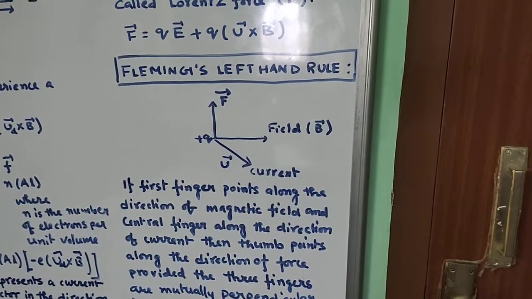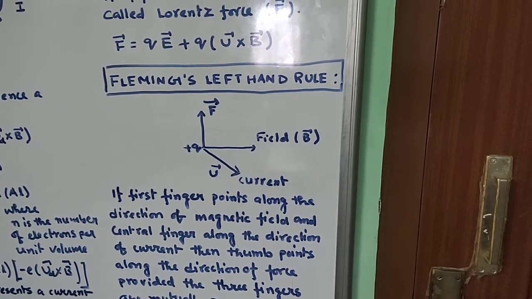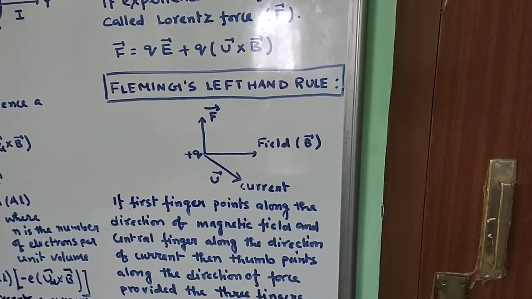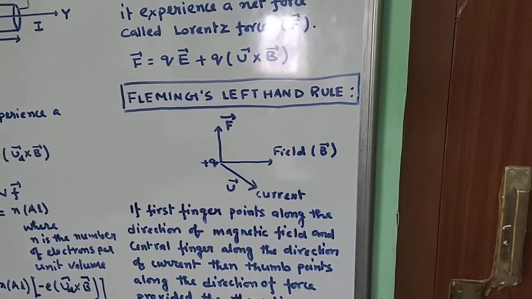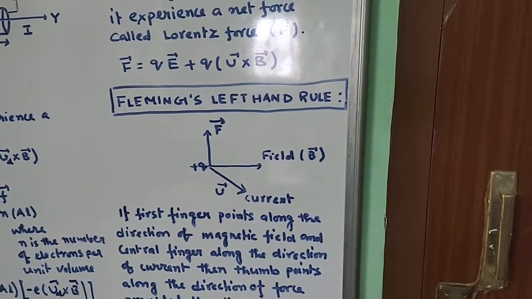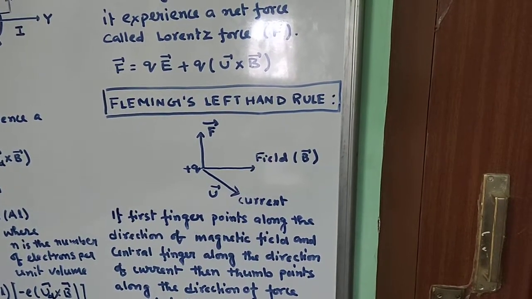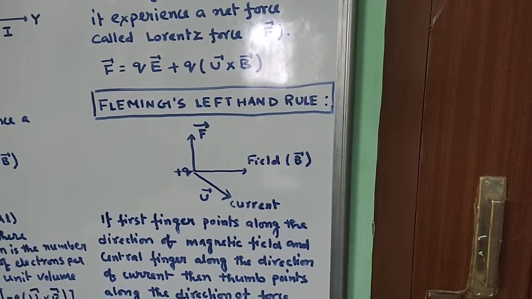Now what is that? If you hold your left hand such that three fingers are mutually perpendicular to each other, the first finger, the central finger and the thumb. Now if the first finger points along the direction of the magnetic field and the central finger points along the direction of the current, then the thumb gives the direction of the force.